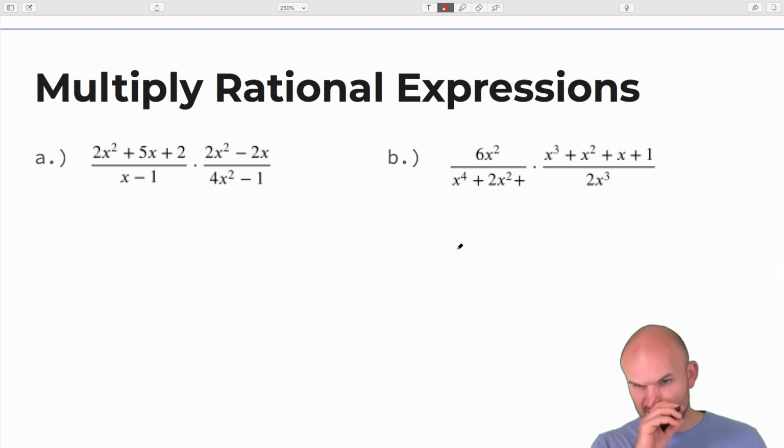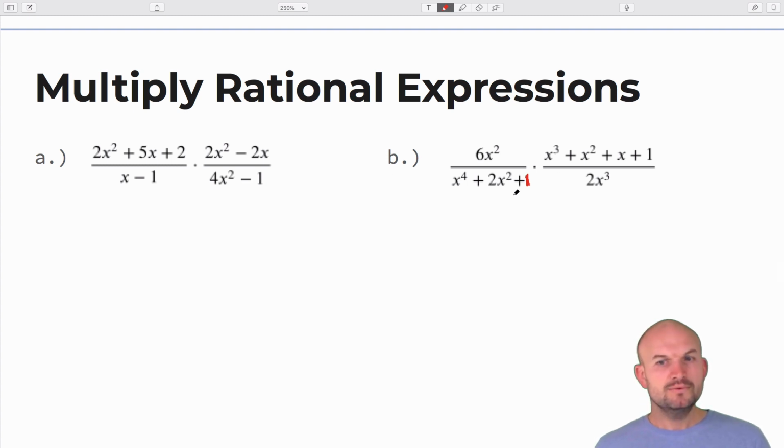Uh-oh, what was that supposed to be? I think that's supposed to be a 1. Hopefully, it has to be a 1.